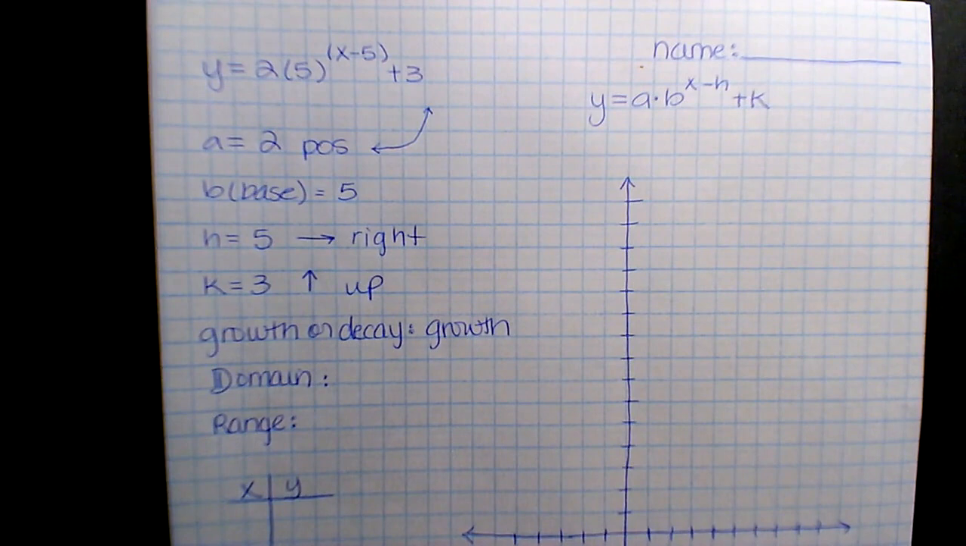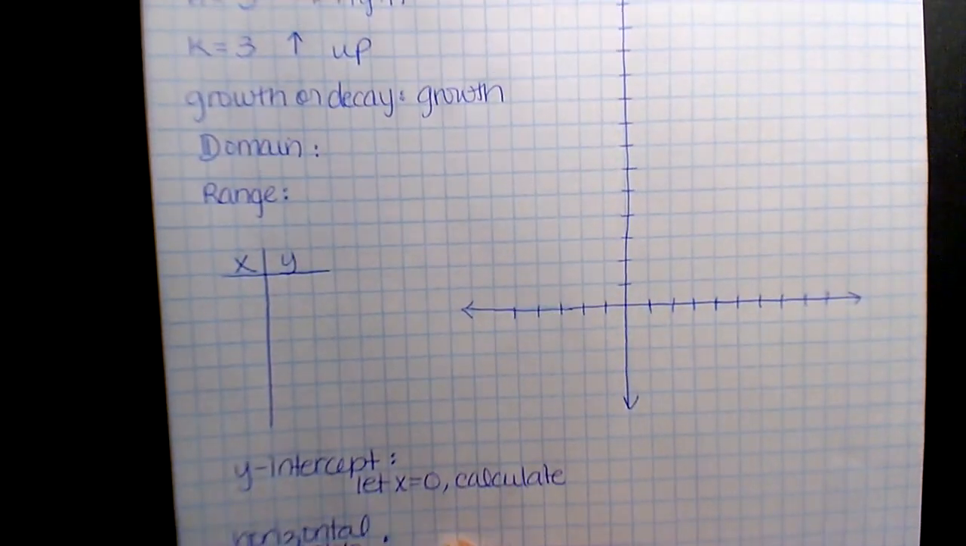A is positive, it's 2. B is 5, your base. H is 5, shift to the right. It's a horizontal transformation. K is 3, it's a vertical transformation, or vertical shift, of up. It's growth, right? Okay, so we're going to get to our XY table.